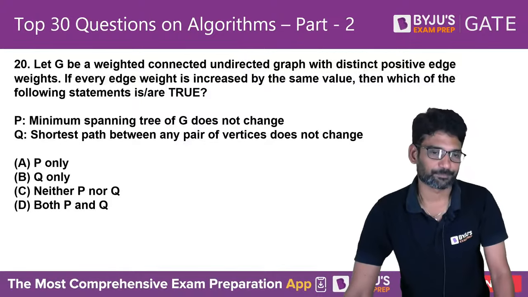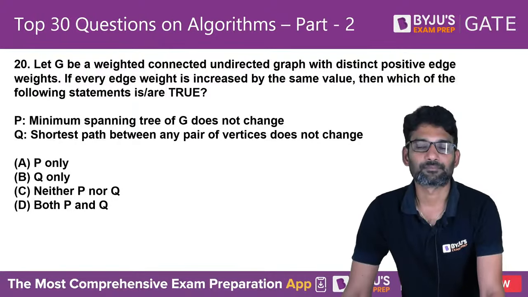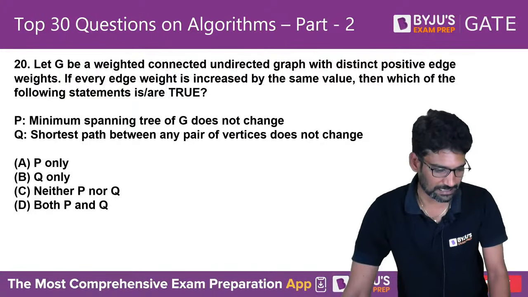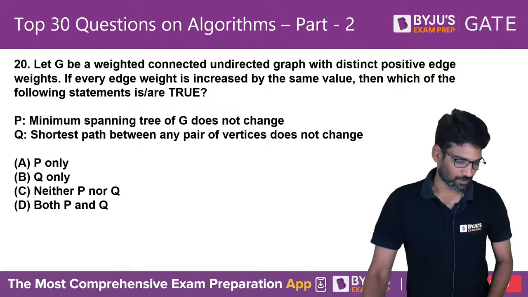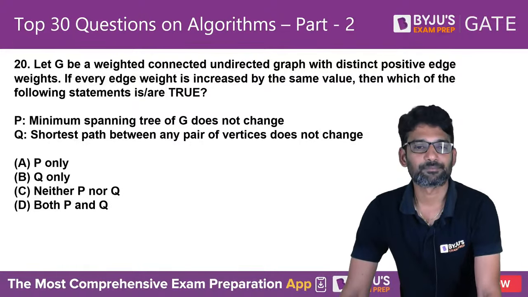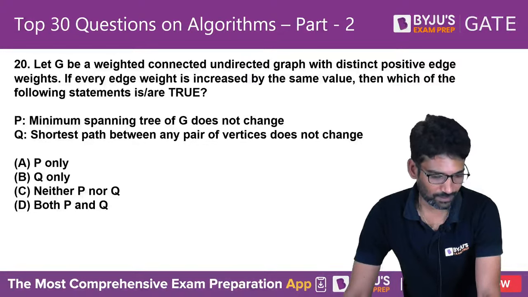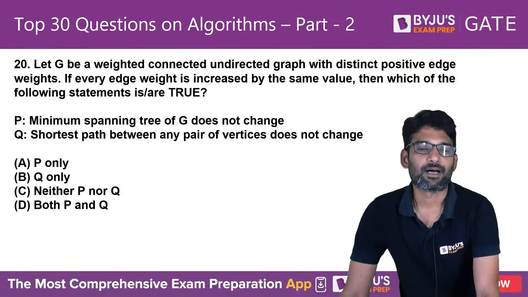What is correct? Option C, neither P nor Q. Okay. What about others? Undirected graph. Yes. Undirected graph.